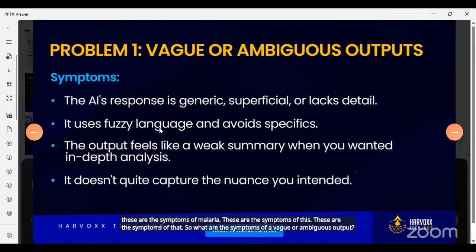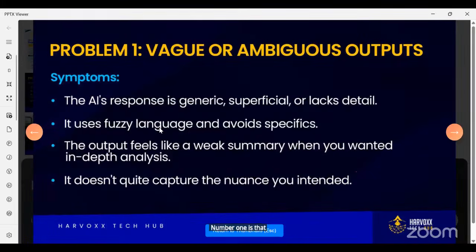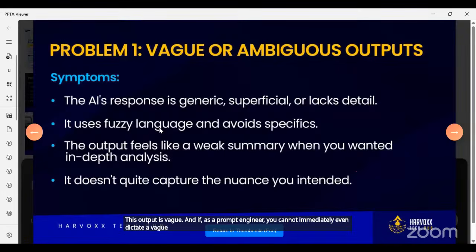Number 1 is that the AI response is generic, very generic. It lacks detail. So you just know that this output is vague. And if as a prompt engineer, you cannot immediately even detect a vague output that someone got, you're missing it, especially what we've done so far. All right, you're missing it.